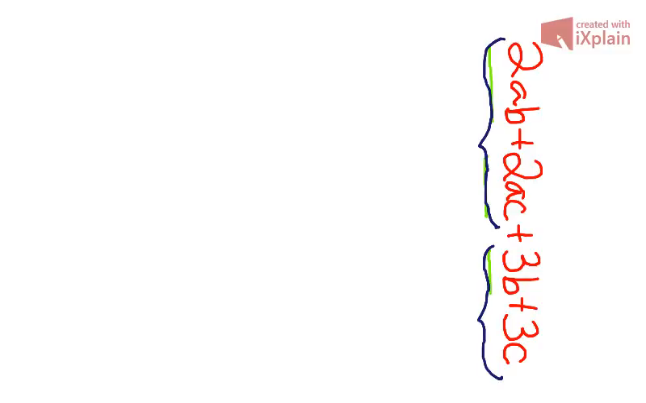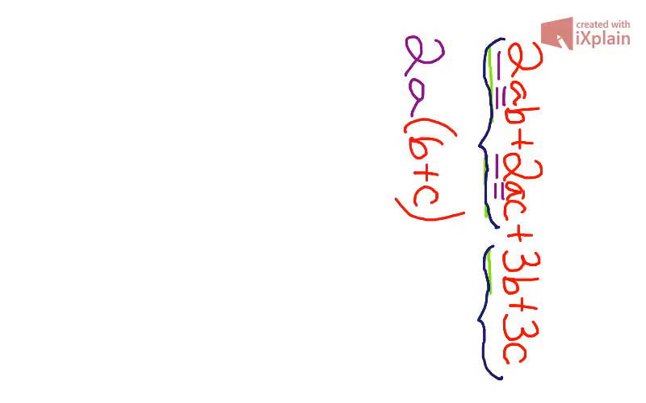So for the first one, I'm going to look at 2AB and 2AC. And I notice that both of them share a factor of 2. Both of them share a factor of A. And that's it. From there, all I am left with would be the B plus C. Then I move on to the next problem. And I note that they each have a common factor of a positive 3, so I'm going to pull out that plus 3. That leaves me with a B plus C.